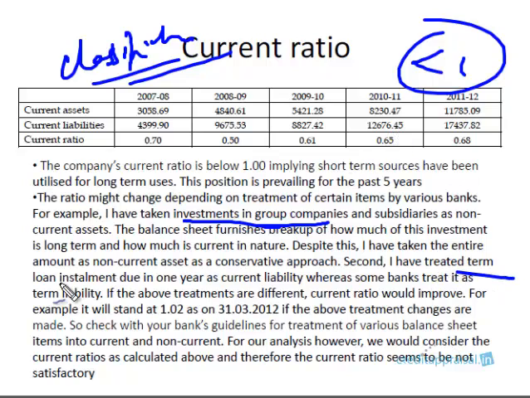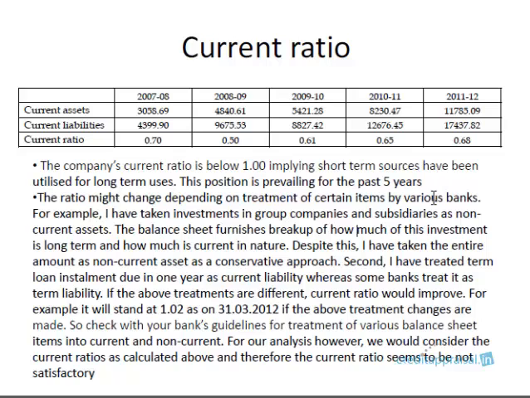And second, the term loan installment due in 1 year is taken as current liability, whereas some banks actually treat it as term liability. So there are a couple of treatment differences. For our analysis, let us stick with whatever I've done and we'll calculate the ratios like this. Based on your bank's policy guidelines, you can revise the ratio.